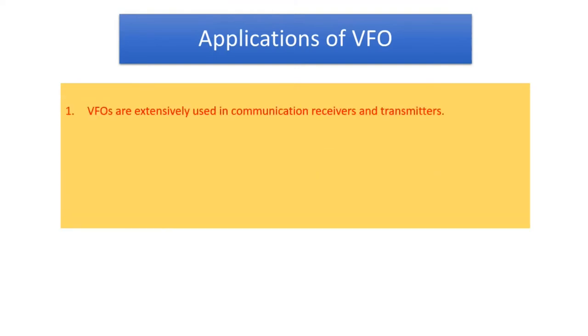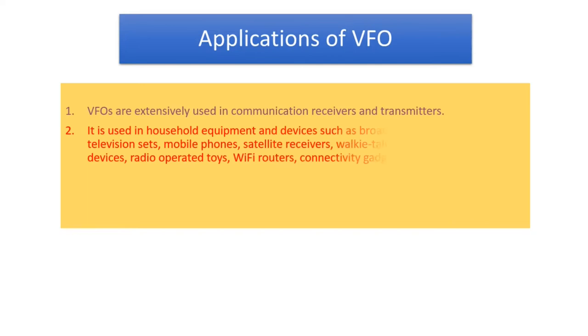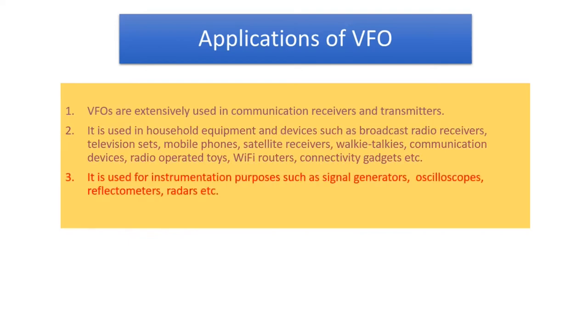Applications of VFO. One, VFOs are extensively used in communication receivers and transmitters. Two, it is used in household equipment and devices such as broadcast radio receivers, television sets, mobile phones, satellite receivers, walkie-talkies, communication devices, radio-operated toys, Wi-Fi routers, connectivity gadgets, etc. Three, it is used for instrumentation purposes such as signal generators, oscilloscopes, reflectometers, radars, etc.